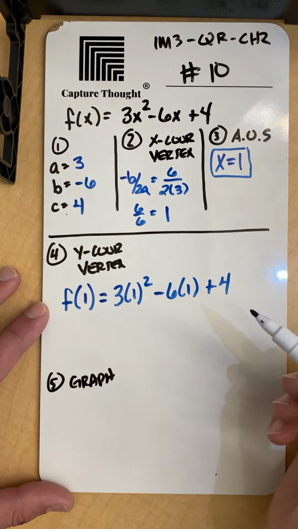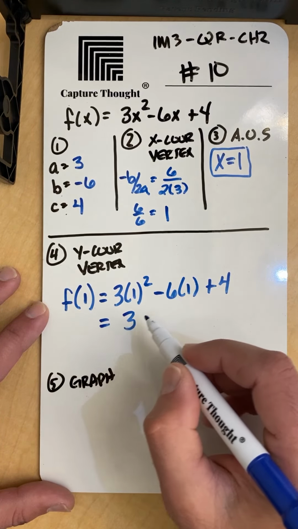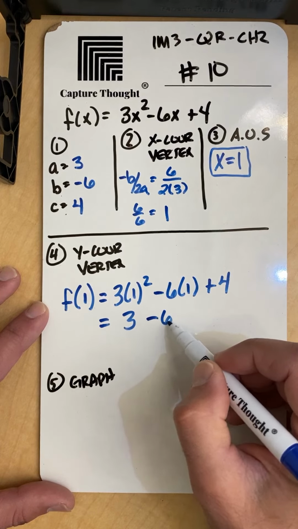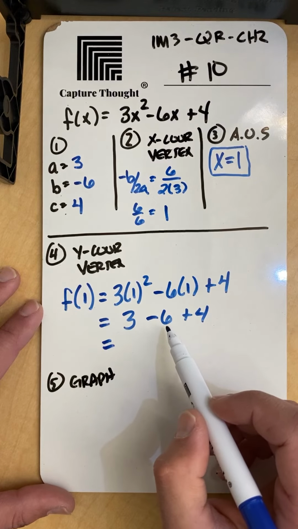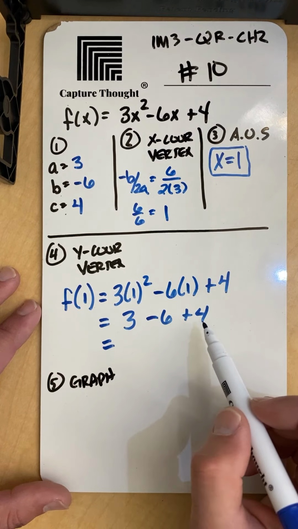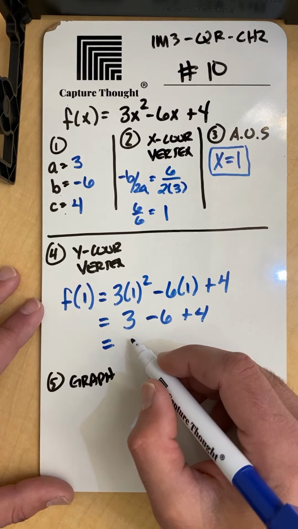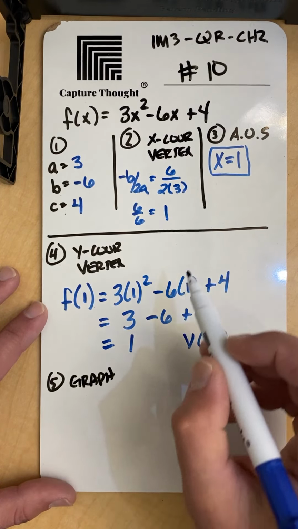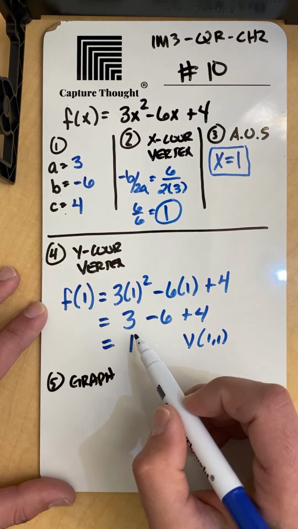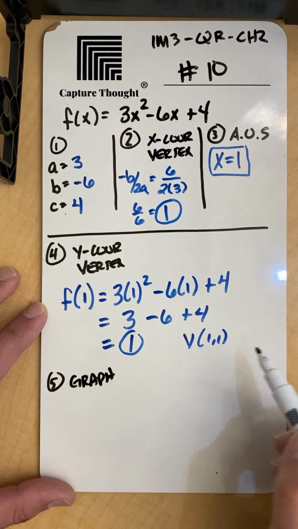So 1 squared is 1. 1 times 3 is 3. This is just -6, and then plus 4. So adding from left to right, 3 minus 6 is -3. -3 plus 4 is worth 1. So our vertex looks like it is located at the point 1, 1. This is the x-coordinate, and this is the y-coordinate. So there's my vertex, 1, 1.